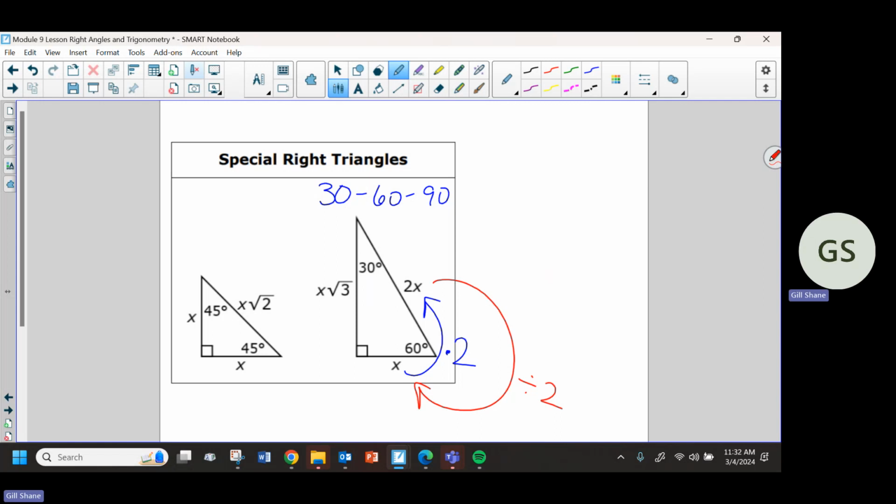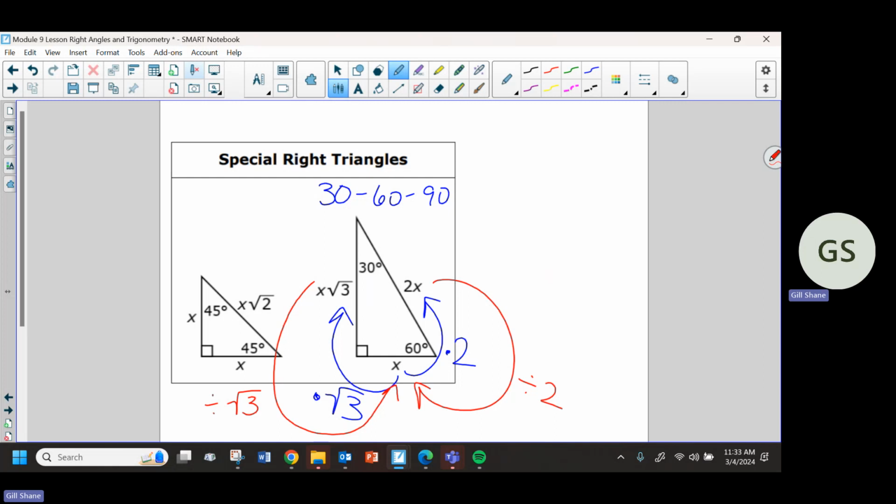To go from the shortest side to the medium length side, or the other leg, I multiply times square root of 3. So if I want to go the opposite direction, then I divide by the square root of 3. So that's all you've got to understand. Don't have to memorize anything.